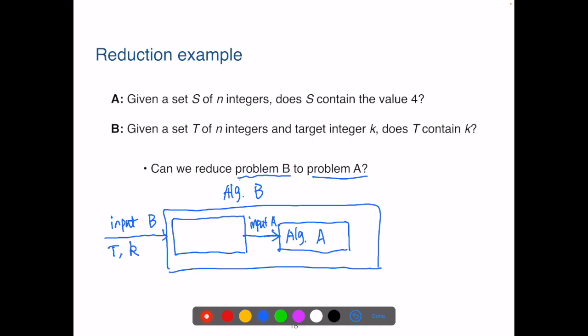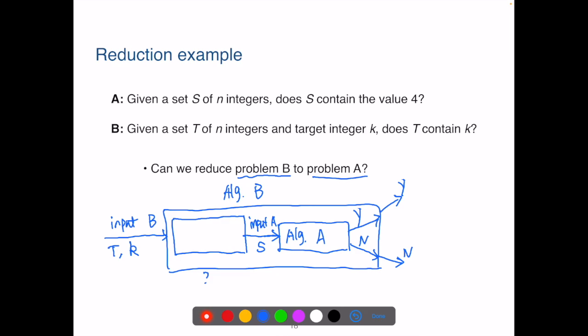So that would be a set S. When algorithm A tells us yes, we have a yes answer to the original problem B. If the algorithm tells us no, we have a no answer to problem B. So how do we do the transformation?